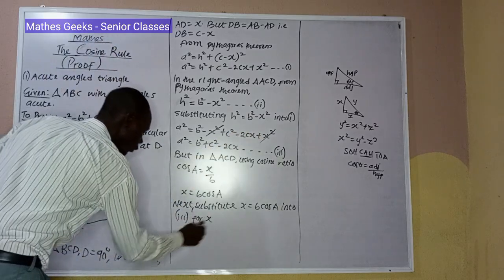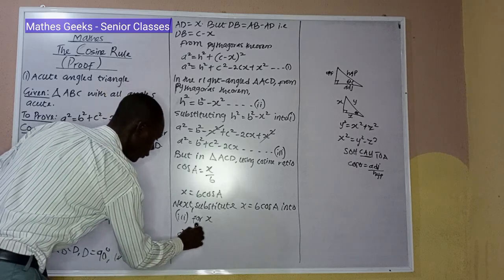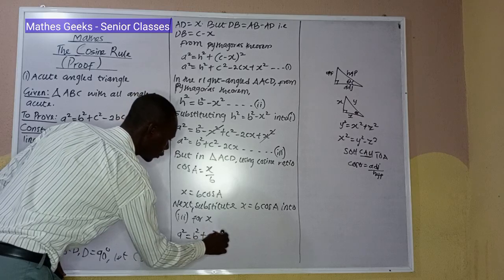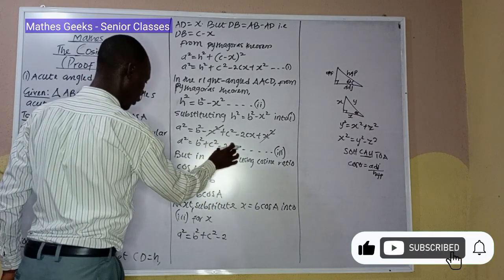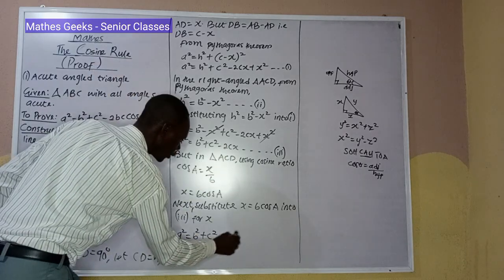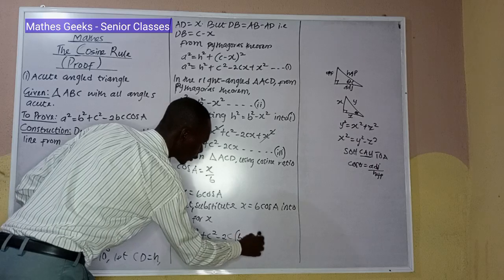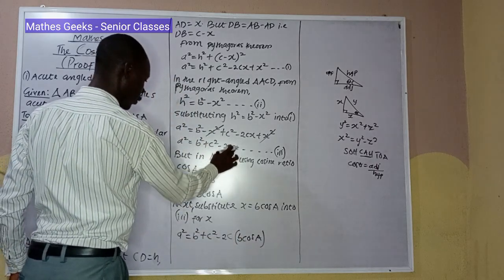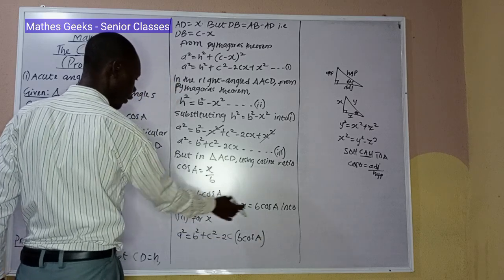So this will give us a squared is equal to b squared plus c squared minus 2cx. In place of x, we're going to put b cos A. So that would now be 2c times b cos A. So instead of x here, where we had x, we have replaced it with b cos A. That was the instruction from this part of the sentence.